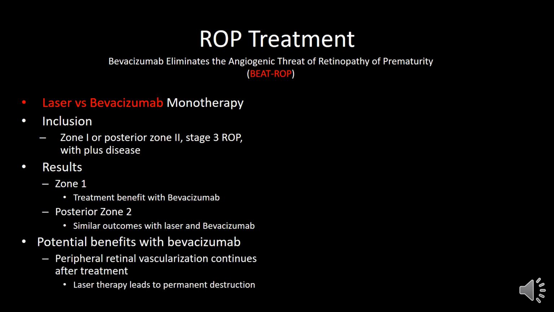Some potential benefits with bevacizumab treatment include that normal peripheral retinal vascularization may continue after treatment with bevacizumab, whereas when treated with laser therapy, there is permanent destruction of the peripheral retina.